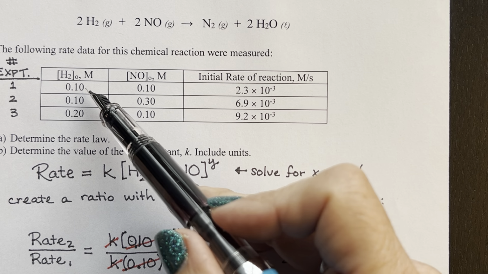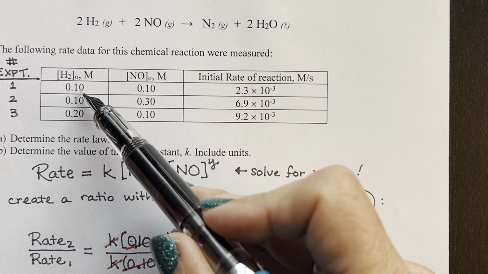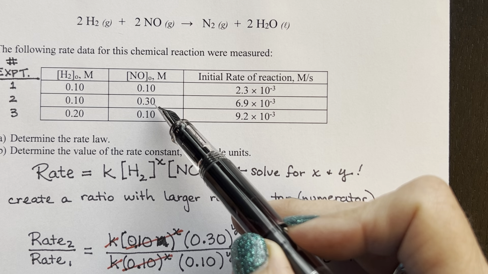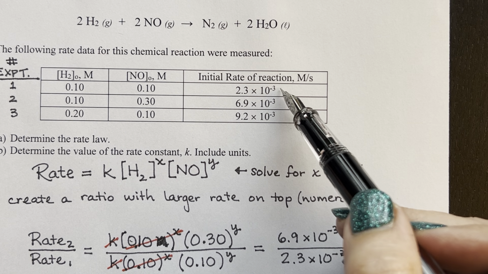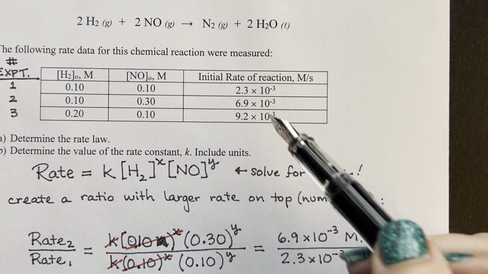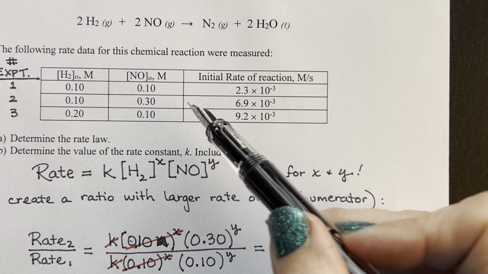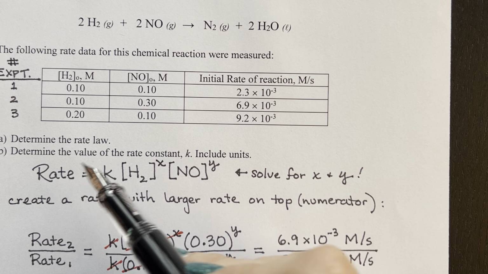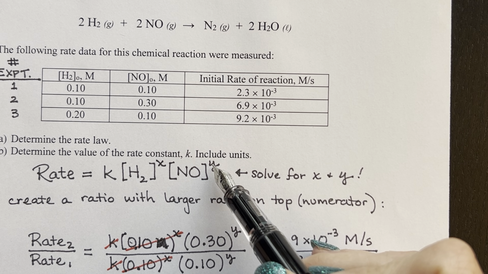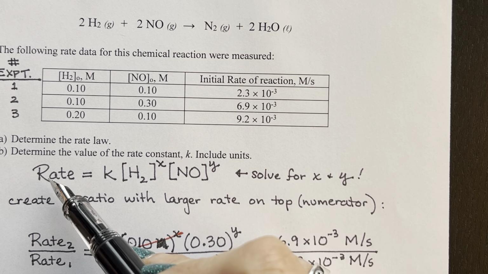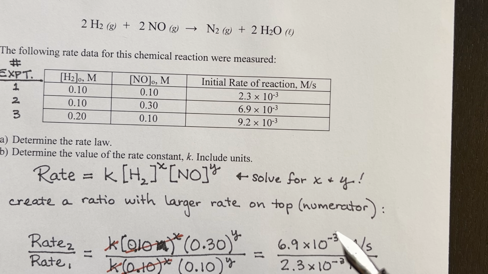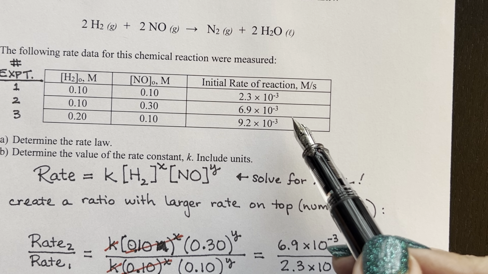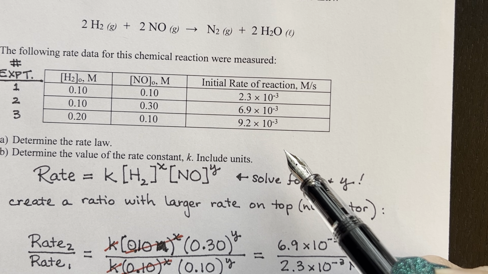Here's an example where H2 is being kept constant between these two experiments, but NO was tripled. And here you can see by inspection the rate tripled. So that means there is a direct relationship between NO and the rate. NO raised to the 1. Double NO, double the rate. Triple NO, triple the rate. So that's another method. Not quite as reliable, but it can work.